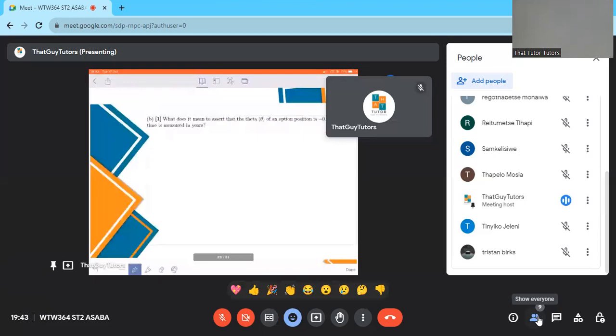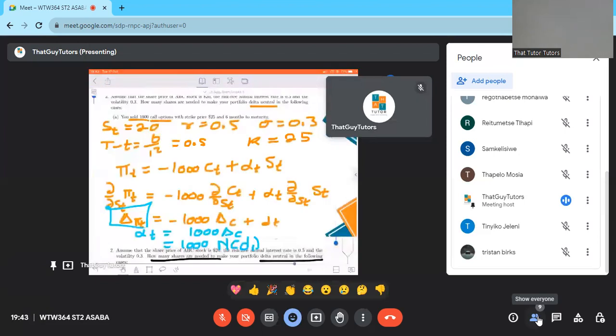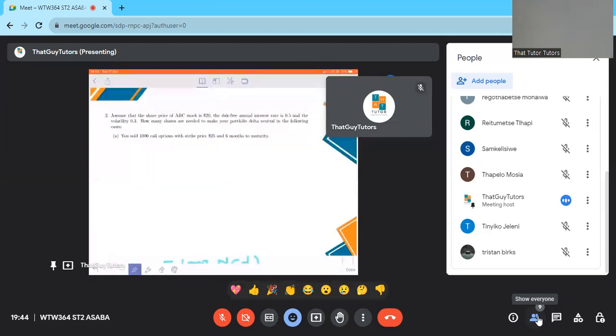So again, I'm going to do a question over here. I have already done this one, so I just need to consider it. Now assume that the share price of ABC stock is 20 Rand, the risk-free annual interest rate is 0.5 and the volatility is this. How many shares are needed to make your portfolio delta neutral in the following case, right? You have sold 1,000 calls and the strike price is 25. So you want to know how many shares you need to buy.